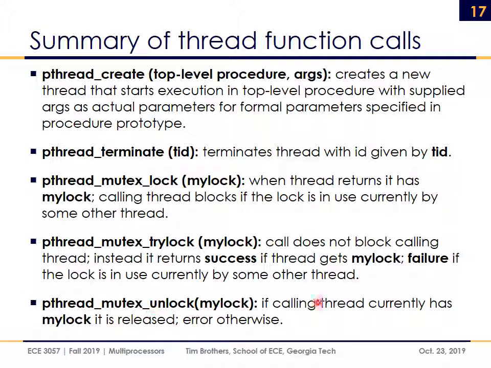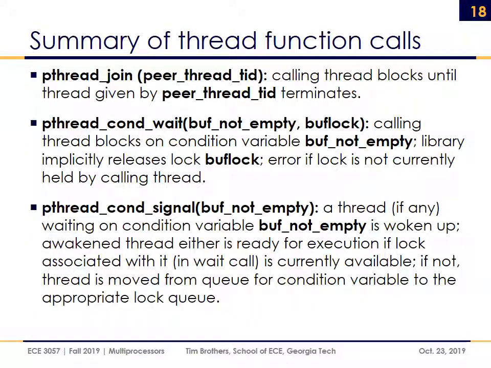So if two threads are both trying to lock on the same thing, this will try, and if it tries and fails, it will let you know. Pthread unlock releases the variable for others to use. Pthread join, as I showed in that main example, there were multiple threads running, and you wait for them all to conclude before you allow the program to move on. Pthread conditional wait: the calling thread blocks on the conditional variable, for example the buff not empty, and it releases the buff lock. It throws an error if the lock is not currently held by the calling thread.